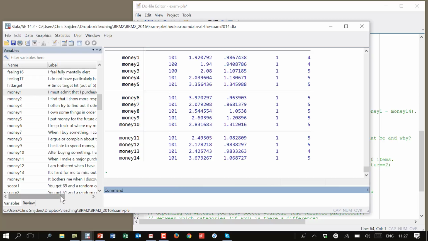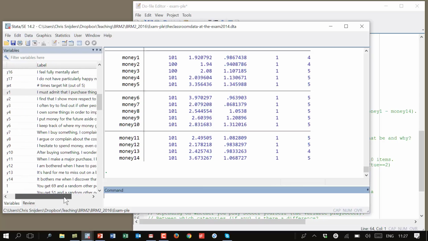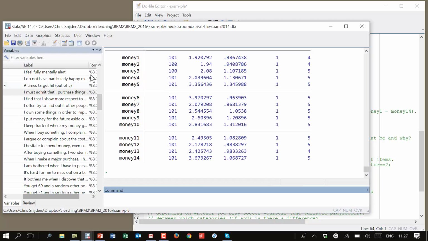It's also a good idea to, before you do anything, just browse through what the actual questions were here. So let's see, what was that? I don't want to mess with the screen again, but you can actually read this if you just pull that to the right a little bit. I find that I show more respect to people with more money than I have. Often try to find out if other people are making more money than I do. I own some things in order to impress others, all related to, let's say, your attitude towards money and those who own it.